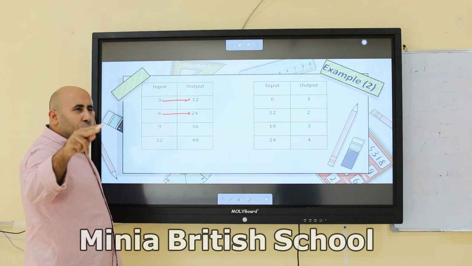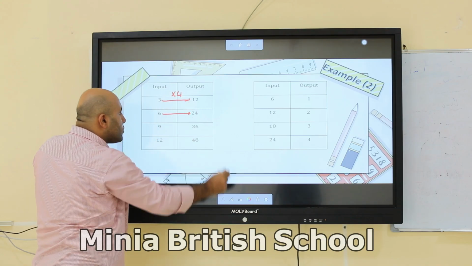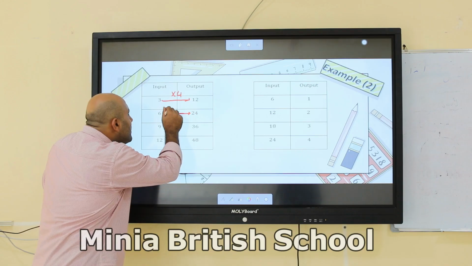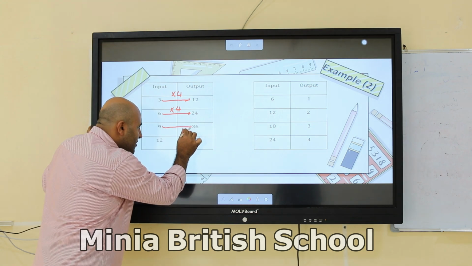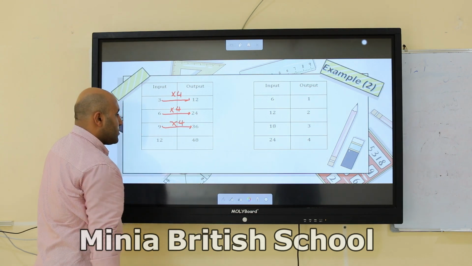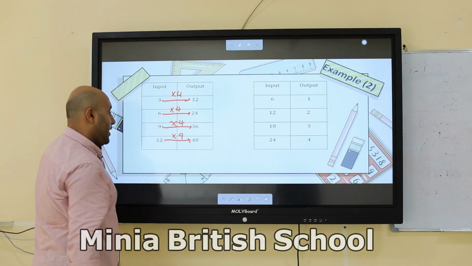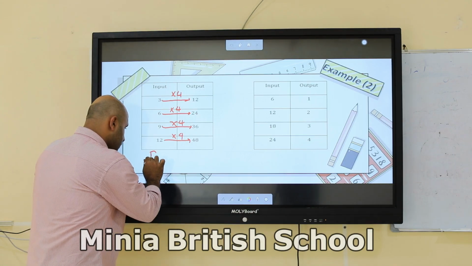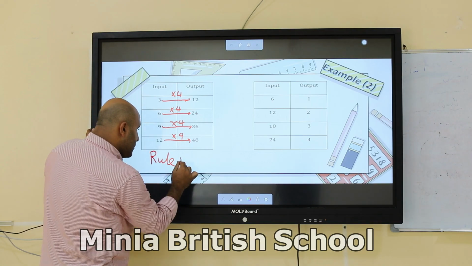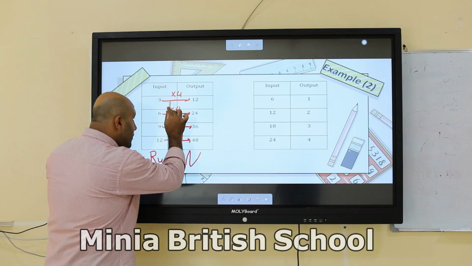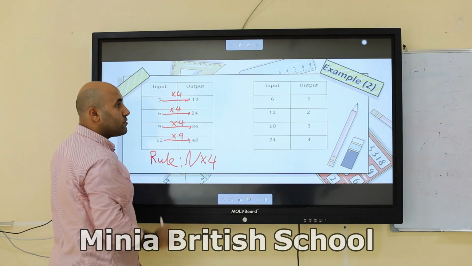You see, you may think it right. 3 times 4 equals 12. 6 times 4 also equals 24. 9 times 4 equals 36. And finally 12 times 4 equals 48. So our rule is that each number from the input gets multiplied by 4 to get the output.